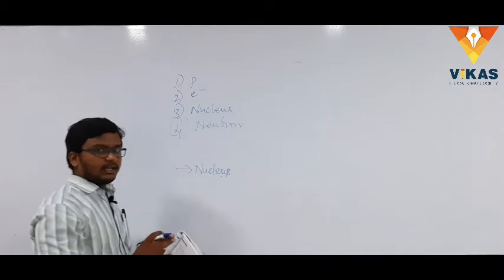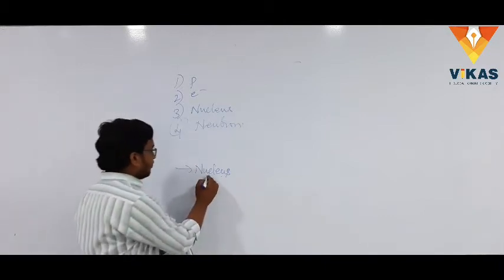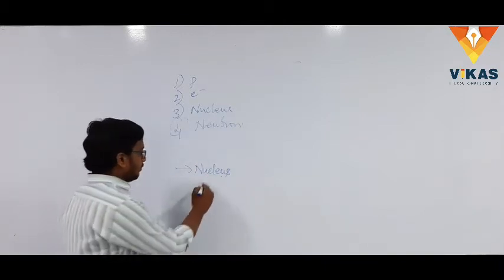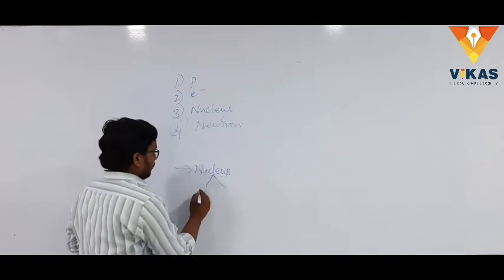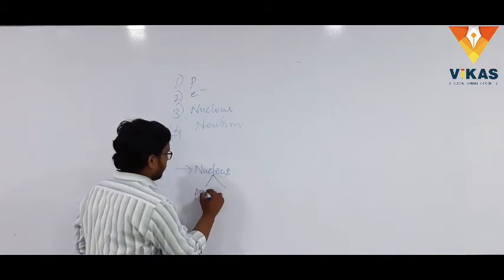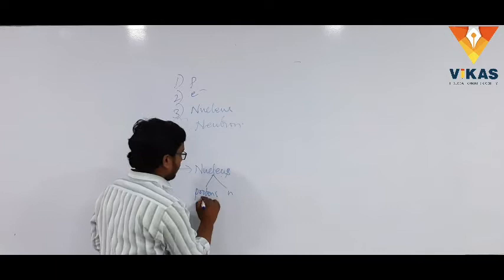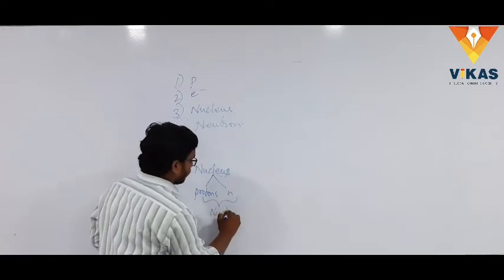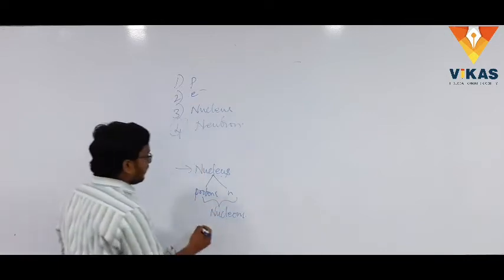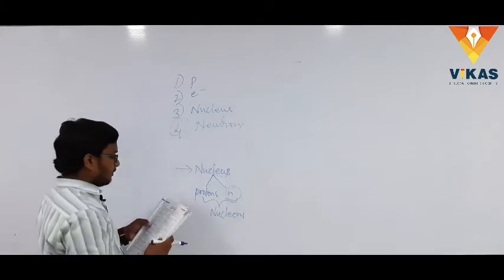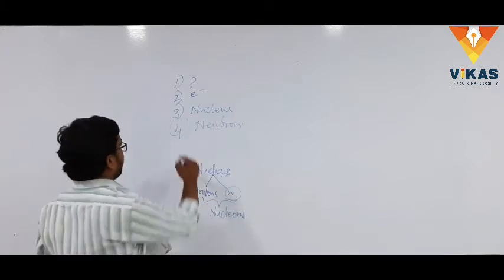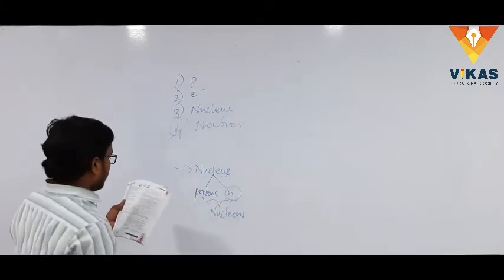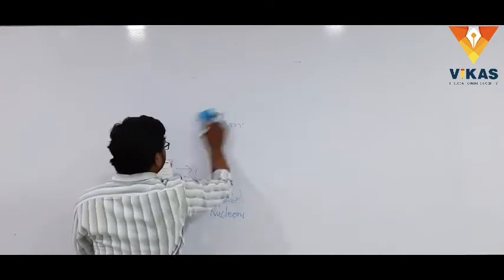That's all. He didn't say anything about what is present in the nucleus. But we know the nucleus is present. In the nucleus, what is present? Protons and neutrons. These both are called nucleons, right? So he didn't specifically include neutrons. So the correct option will be this one. We'll go to the next one.